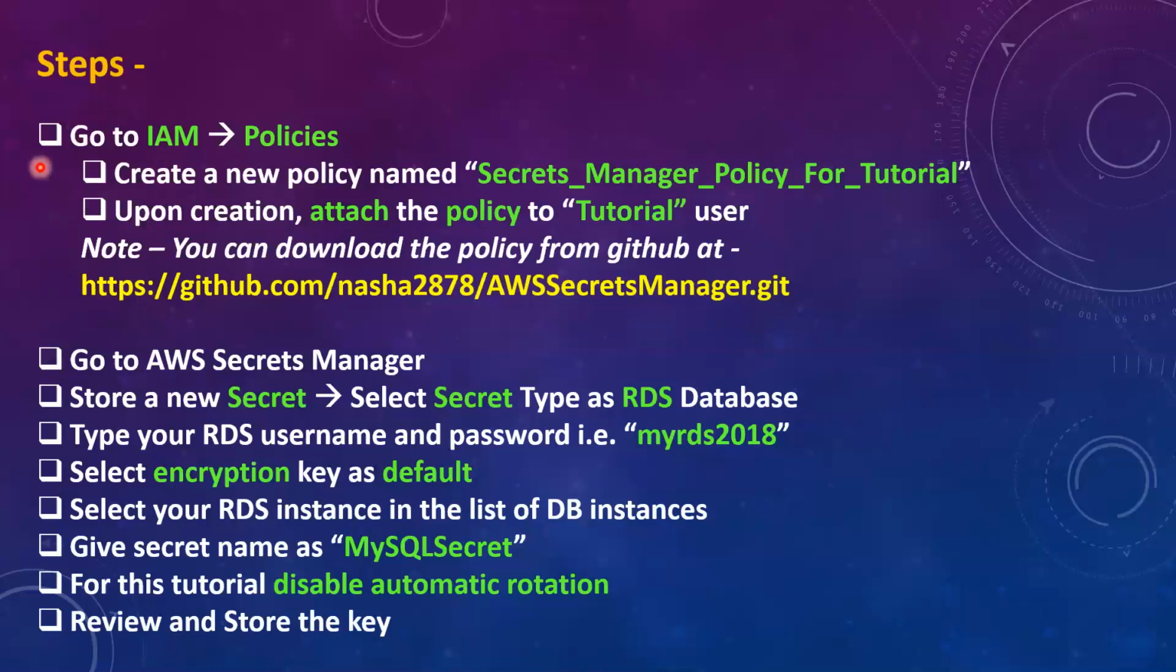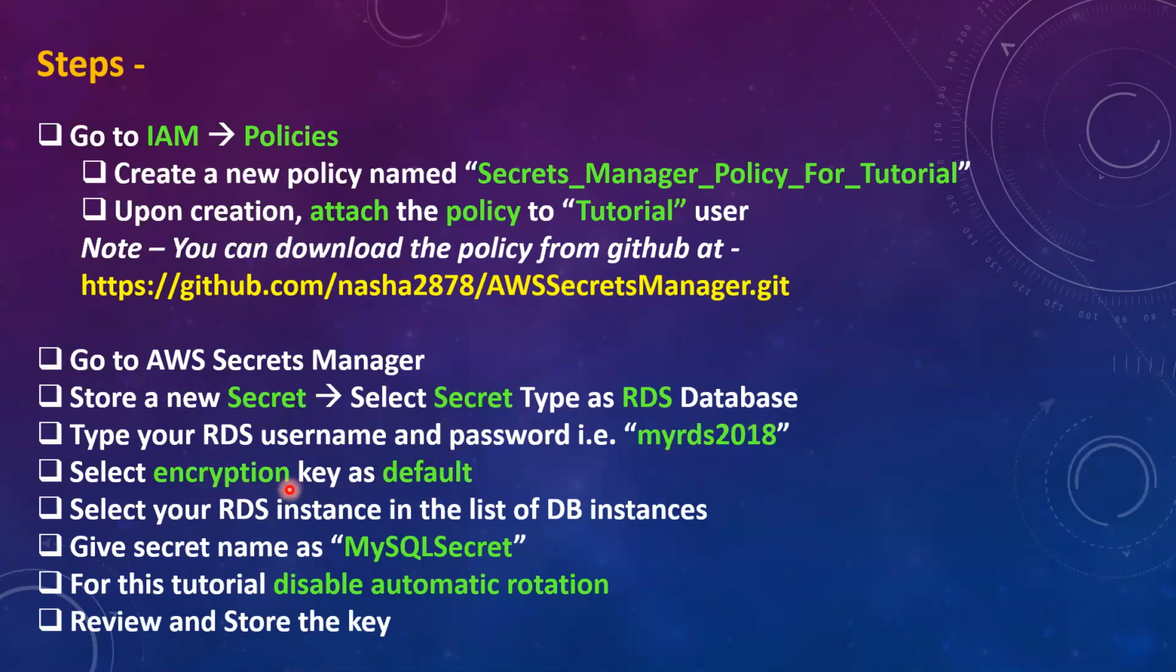Okay, so we have completed these set of steps successfully. The next thing we need to do is go to AWS Secrets Manager and create a new secret right here. We will create a secret of type RDS database, and I'll showcase that shortly. The username and password for my RDS instance is my RDS 2018, and the encryption key we will use is going to be the default encryption key.